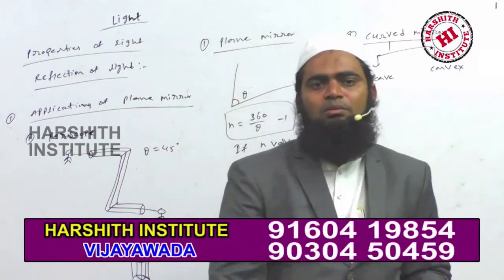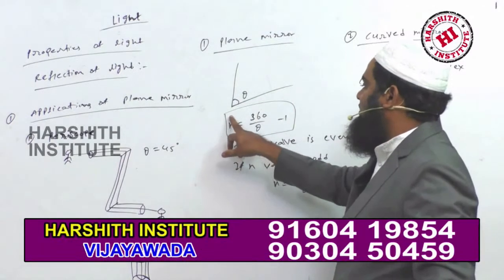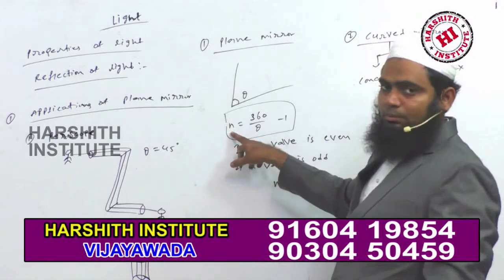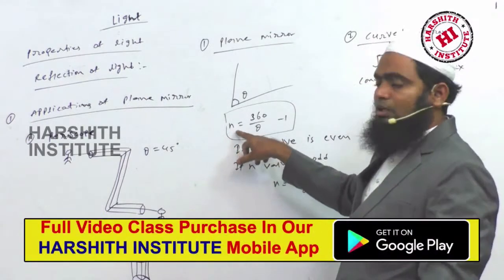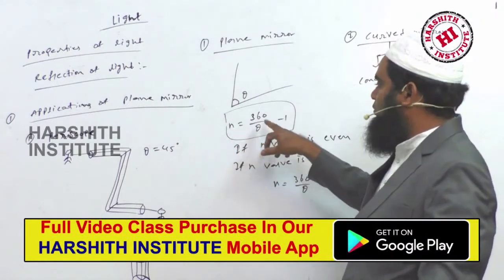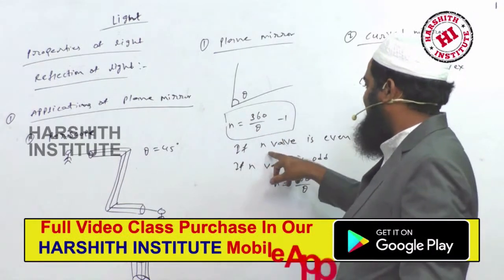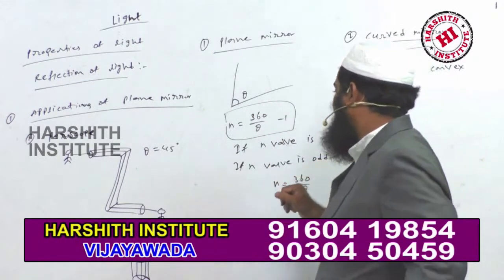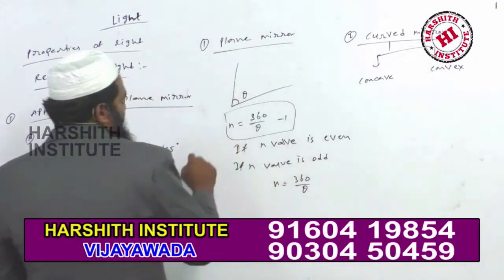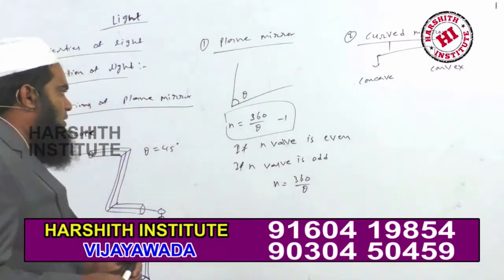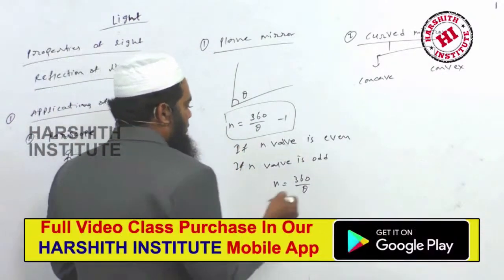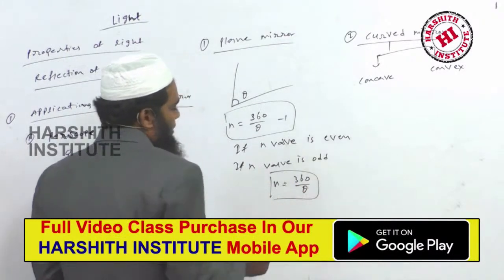If we use the formula here, n is called the multiple images. So n equal to 360 by theta minus 1 if n value is even. If n value is even, the formula will be 360 by theta minus 1. If n value is odd number, the value will be 360 by theta.